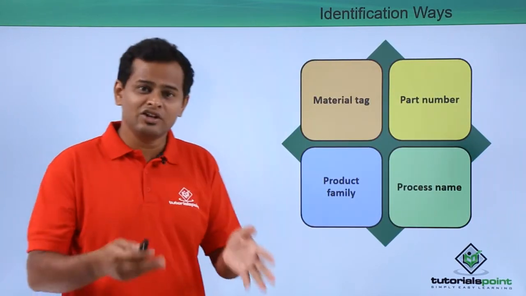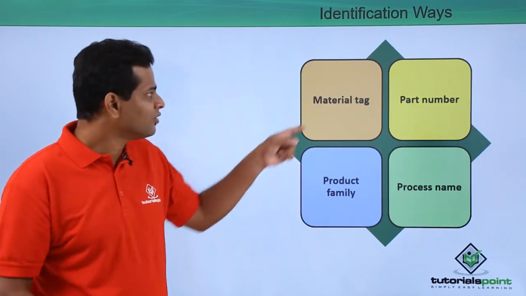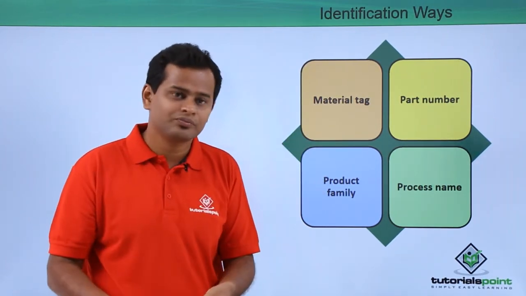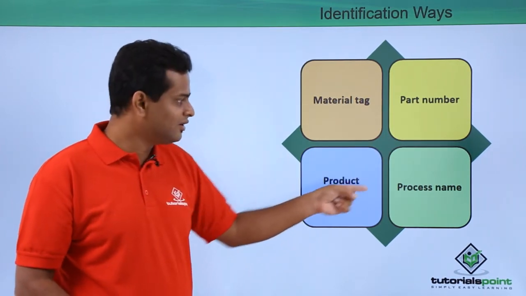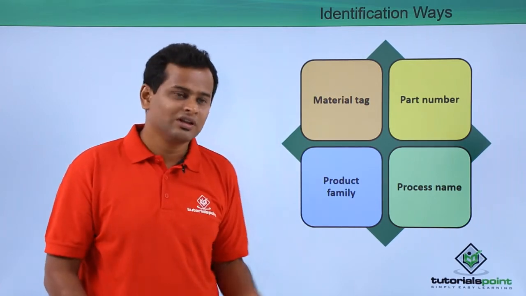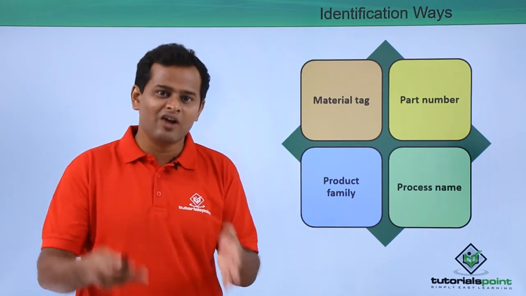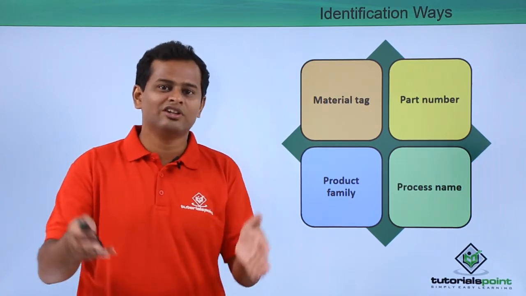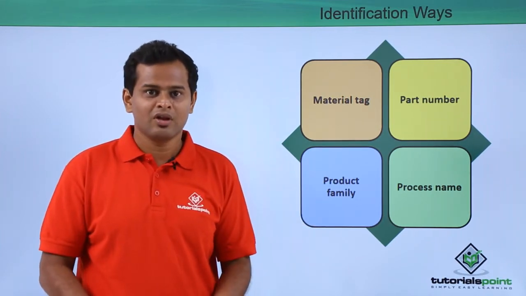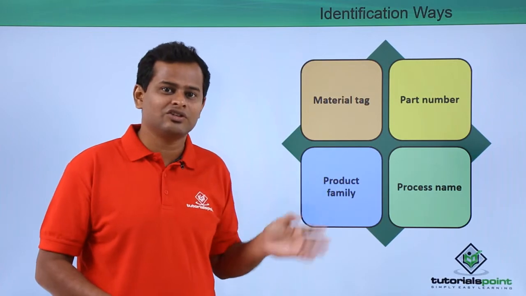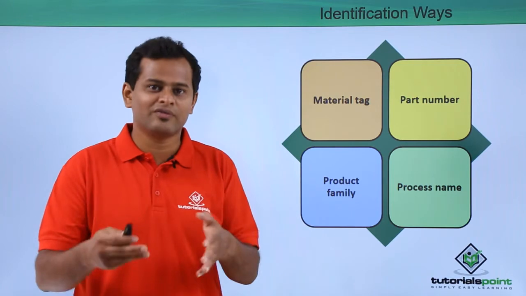We will be understanding the identification ways that are possible in our components. Through the material tags we can do, through the part numbers we can do, product family, as well as through the process names. There can be also other ways which are possible, but we need to see in our value addition process what are all the different ways where we can improvise this kind of identification. So when we are very clear with identification, various things will automatically simplify in the future of our value addition processes.